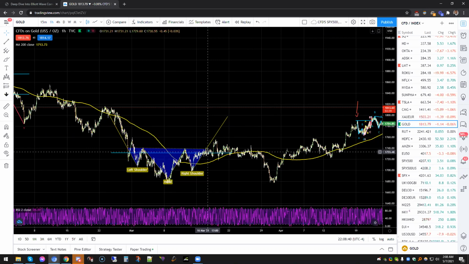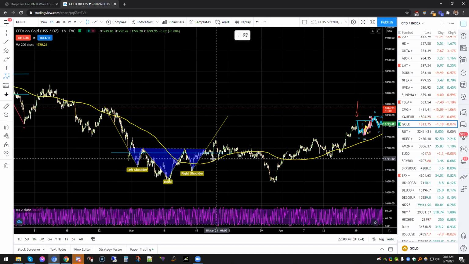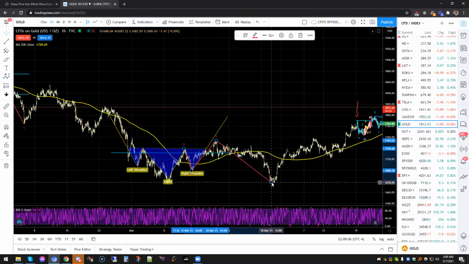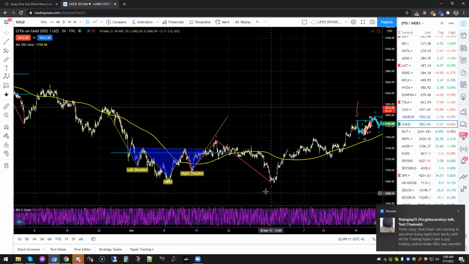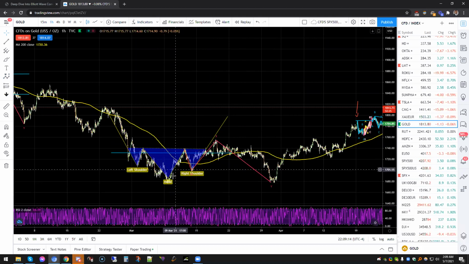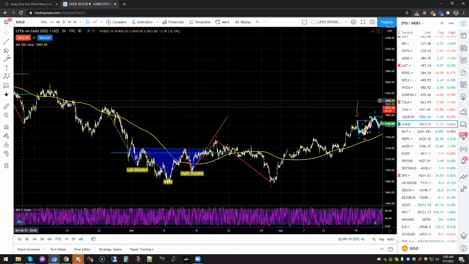What happened here is this correction just evolved because we had this wave. So we got this one being W, X. This is supposed to be Y, right? But instead, this wave became a bigger three-wave formation, taking Y all the way down here. With Y taking all the way down there, this simply became a 1, 2, 3, making this a bigger flat formation.